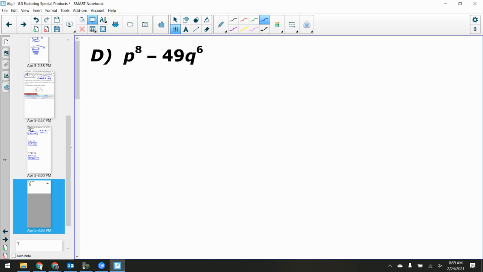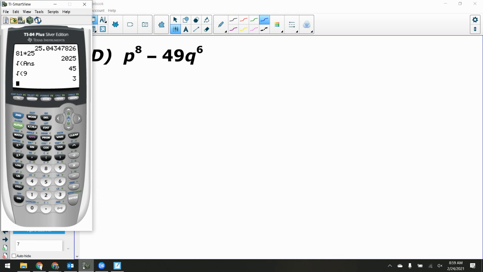Is it a difference? Yes. Are these all perfect squares? Well, is p to the 8 a perfect square? Yeah. How do you know that a variable is a perfect square? Because its exponent is an even number. Good. P to the 8, even number. Is 49 a perfect square? Yes.